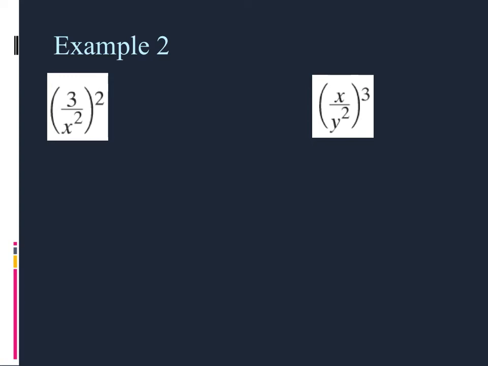So the first thing we're going to do is distribute that 2 onto both of these, the numerator and the denominator. So that gives me 3 squared divided by, well, x squared raised to the second power is a power to a power, so 2 times 2 is 4. So I end up with 3 squared divided by x to the 4th, and if I simplify 3 squared, that's 9 divided by x to the 4th. And this is as far as I can take that.